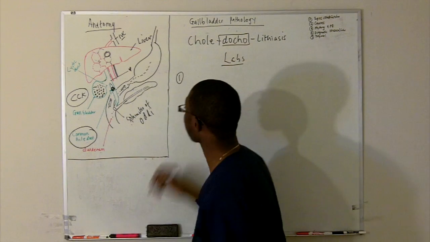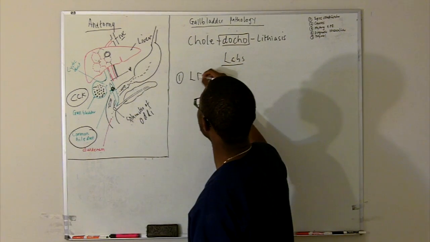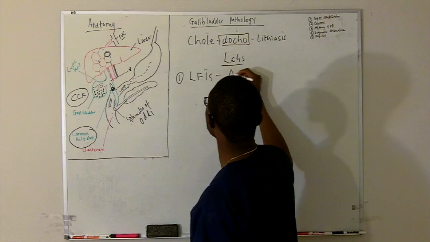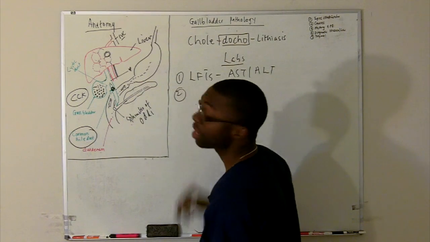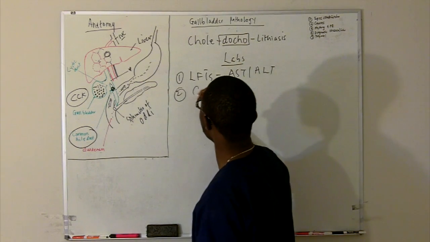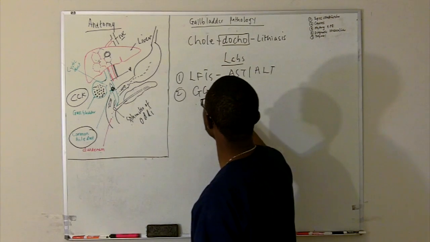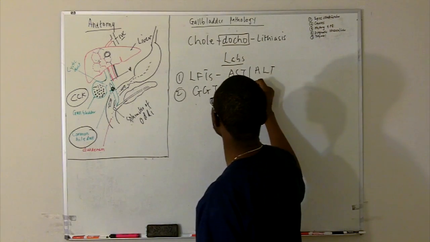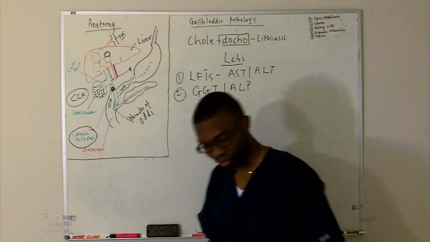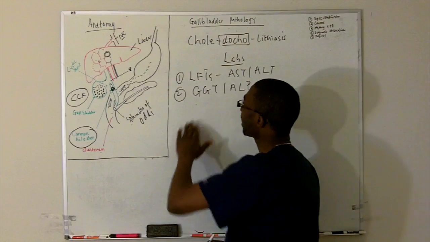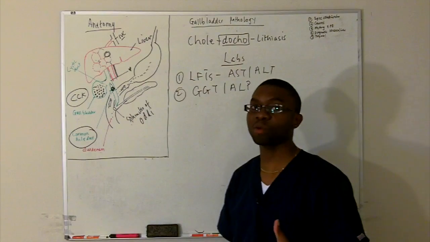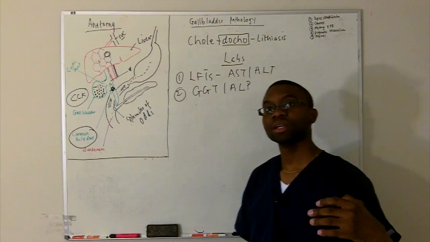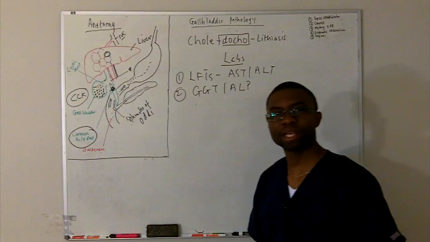First thing I want to get is a liver function test: AST, ALT. You also want to get GGT and alkaline phosphatase. When you get an elevated alkaline phosphatase, if you haven't watched the videos we made on alkaline phosphatase and liver function tests, check back on those.